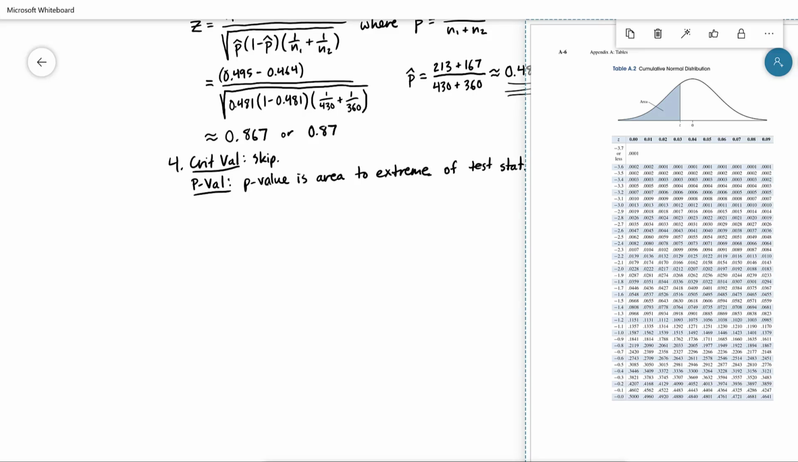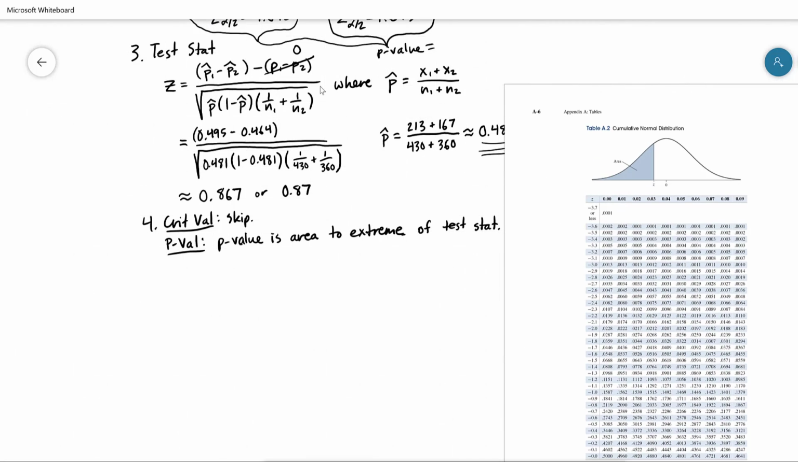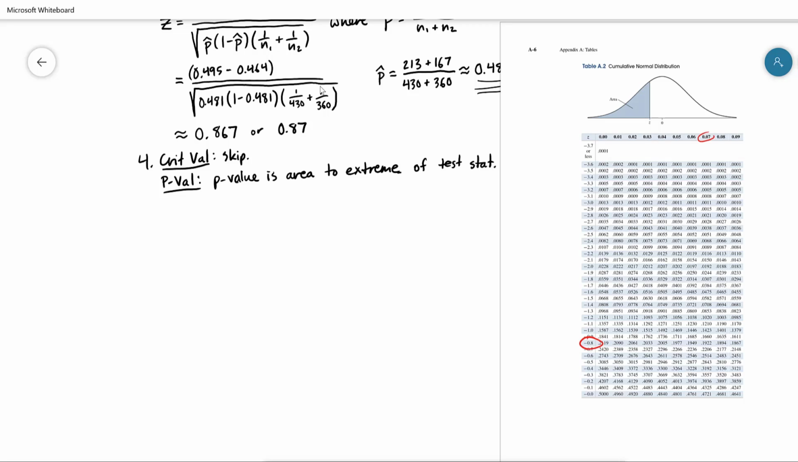Good enough. I picked the negative one, so I'm really just looking for this area over here on the left. It's the area to the left of z equals the mirror image of this, so z equals negative 0.87. So that's the number I want to use over here. I want to use negative 0.87. So here's negative 0.8, 0.07. What number is sitting there? There's the number, 0.1922.